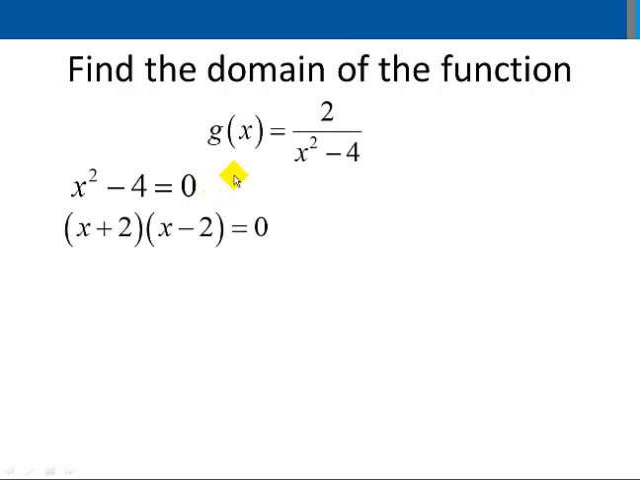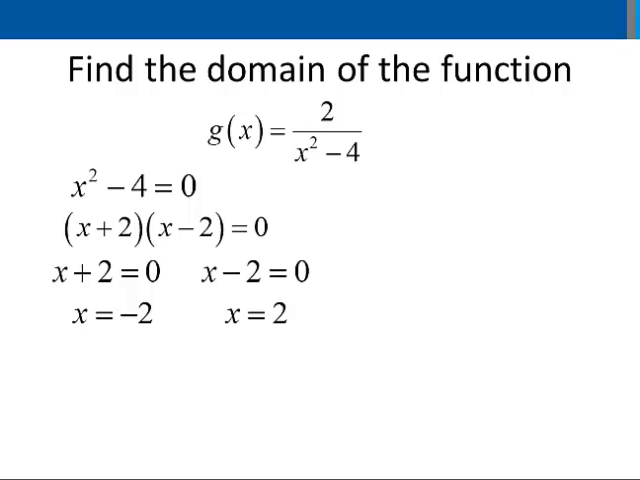Factor x squared minus 4 into x plus 2 times x minus 2. Set each of these factors, x plus 2 and x minus 2, equal to 0. And then solve the equations for x, giving us x equals negative 2 and x equals 2. Our domain needs to exclude the x values of negative 2 and 2.